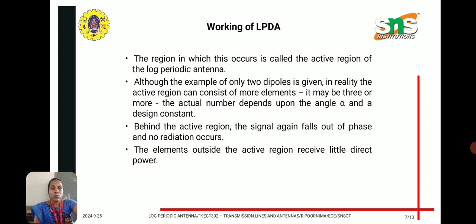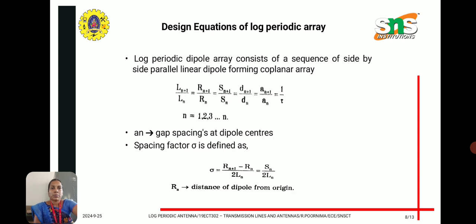Although the example of only two dipoles is given, in reality the active region consists of more elements. The actual number depends upon the angle alpha and the design constant. Behind the active region, the signal again falls out of phase and no radiation occurs. The elements outside the active region receive little direct power.